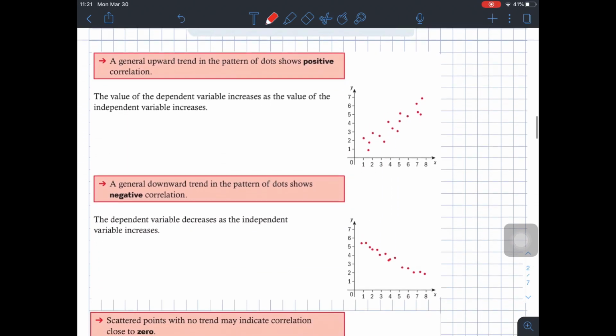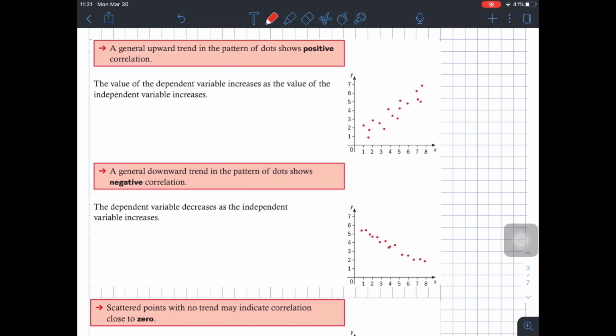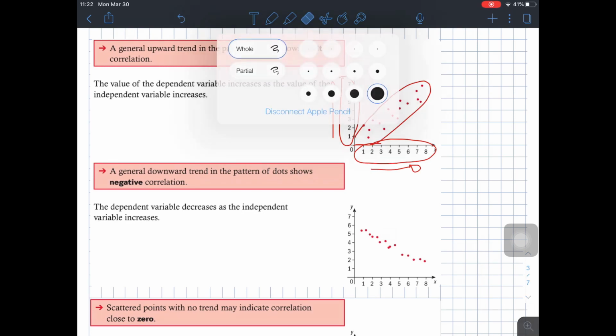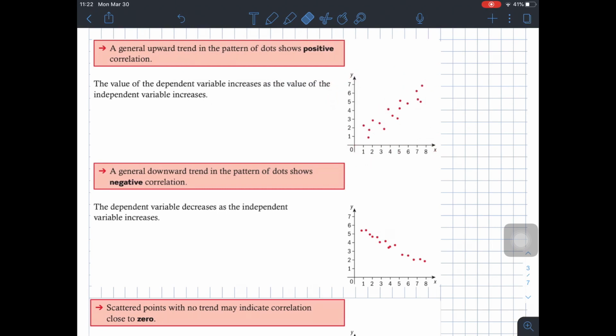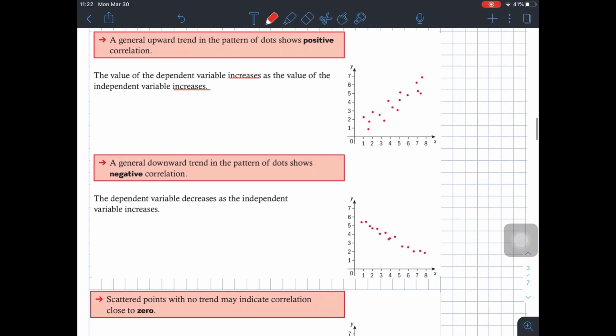Okay. Then we have these concepts. A general upward trend in the pattern of dots shows positive correlation. So you see, if this independent variable is increasing and the dependent variable is also increasing, then we're having a positive correlation, meaning that there is an upward trend between the points, right? That's what we call a positive correlation. Then it says the value of the dependent variable increases as the value of the independent variable increases. So in this case, we're talking increase, or it could also be decrease, right?